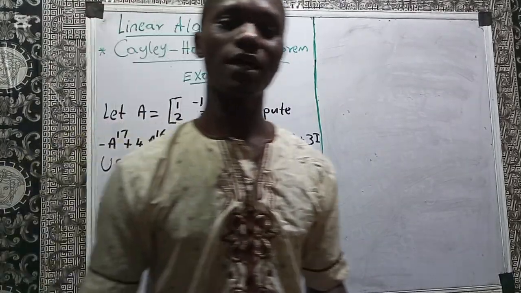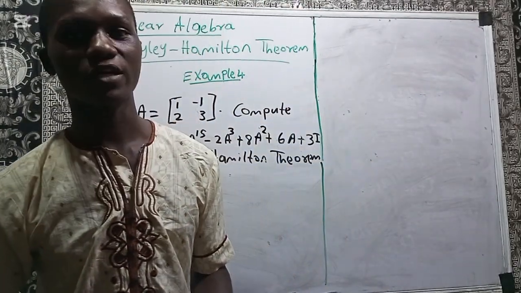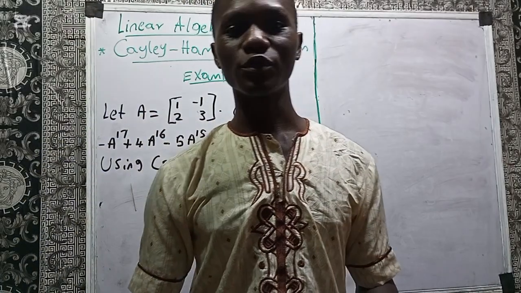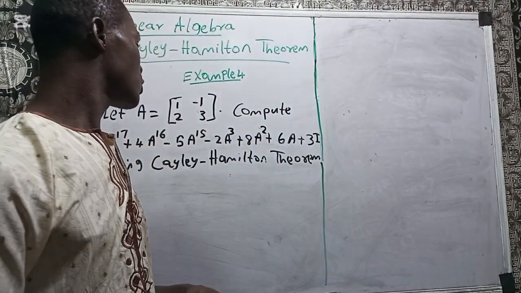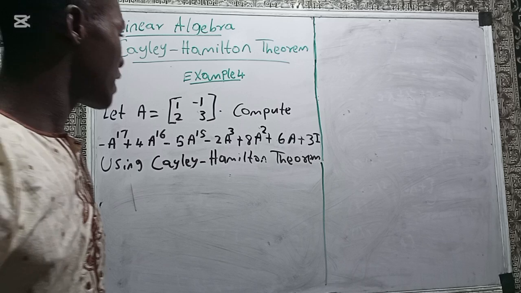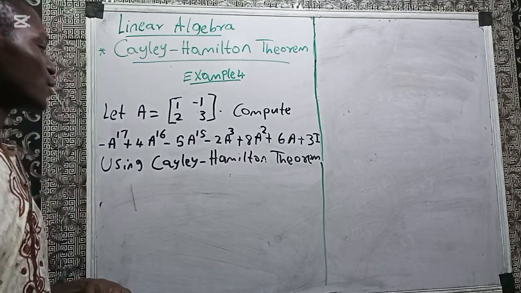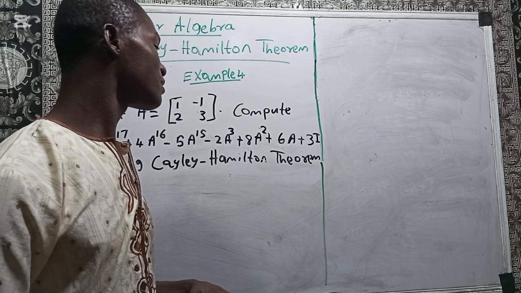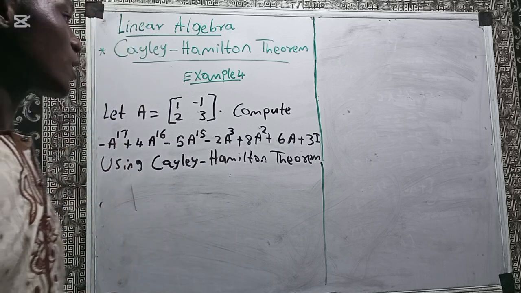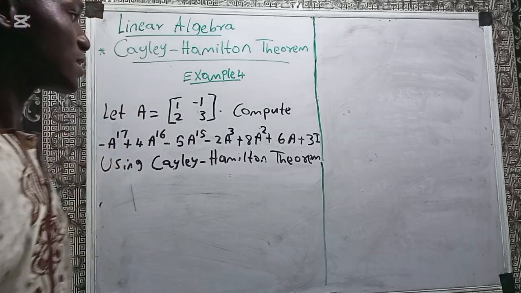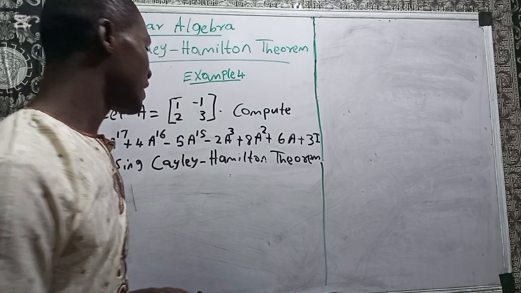This is linear algebra class, and today we'll be using this theorem, Cayley-Hamilton theorem, to compute this expression given to us. We are given a square matrix A, and we want to compute negative A raised to power 17 plus 4A raised to power 16 minus 5A raised to power 15 minus 2A raised to power 3 plus 8A raised to power 2 plus 6A plus 3I using the Cayley-Hamilton theorem.